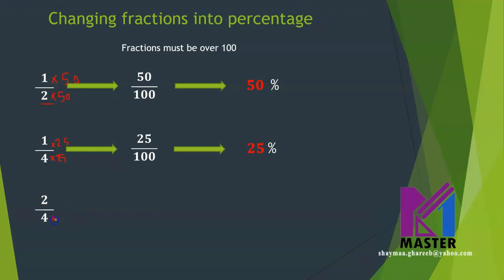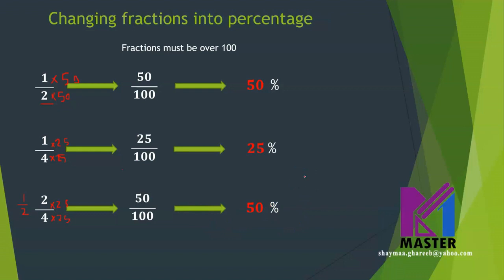Now another fraction which is over 4. So any fraction over 4, I'm going to multiply it by 25 up and down. What do you think about this fraction? 2 over 4 is same as 1 over 2. If I simplified this fraction, it will give me half as well. So I know that at the end, it will give me the 50%. So there are some equivalent fractions, such as 1/2 and 2/4. So they will be exactly the same. 2 times 25 is 50. 4 times 25 is 100. So it will be 50% as well.